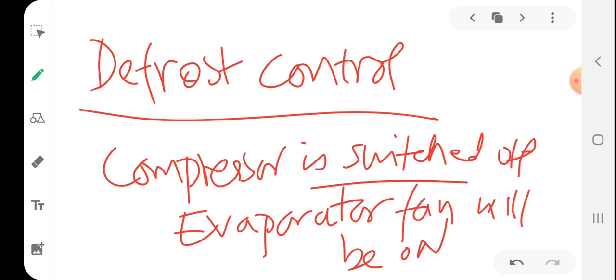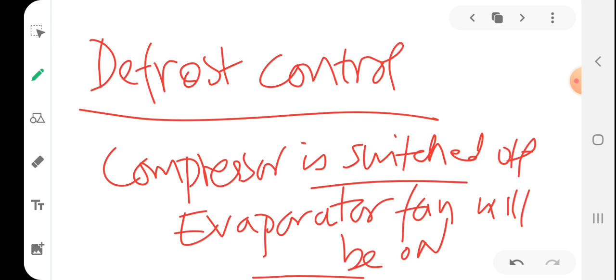If the compressor is off, there won't be any circulation of refrigerant. The refrigeration may not take place. If refrigeration does not take place, the temperature in the evaporator slowly starts to rise, so that the frost will be removed. So evaporator fan will be working, but compressor is switched off, so that frost will be removed. To remove the frost, we just need to increase the temperature slightly.